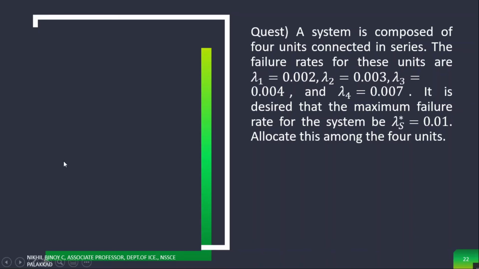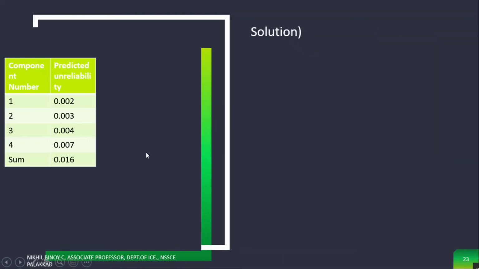Okay, so here the question is, a system is composed of 4 units connected in series. The failure rates for these units are lambda 1 equal to 0.002, lambda 2 equal to 0.003, lambda 3 equal to 0.004, and lambda 4 equal to 0.007. So first we have to construct a table. How many elements are there? Only 4 elements. So these are the 4 elements, 1, 2, 3, 4, and this one is the failure rate.